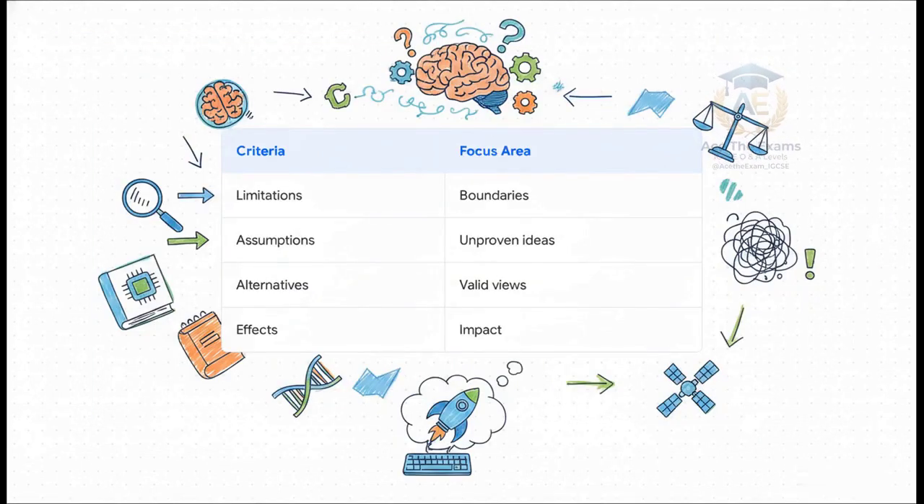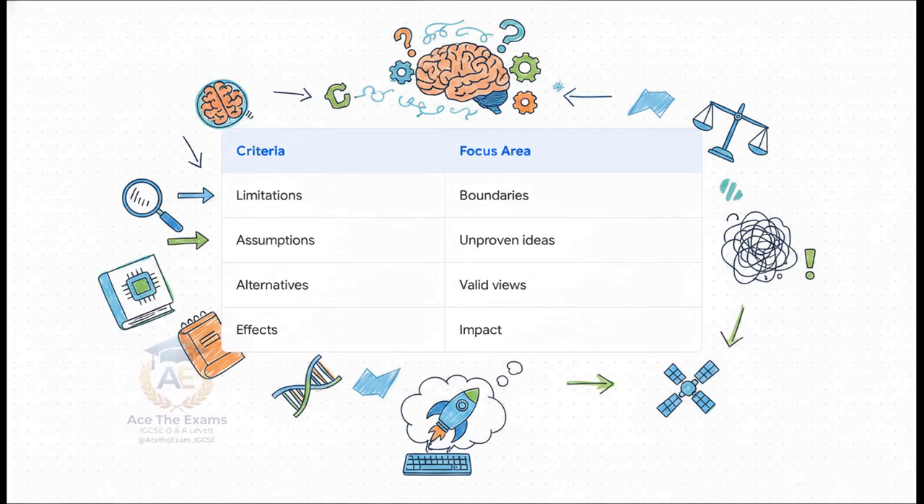So how do you actually execute that evaluative thinking? This table right here is your ultimate elite cheat sheet for evaluating evidence quality. Whenever you are reading a complex article on communications technology or human cloning, I want you to run the text through these 4 criteria. Limitations. Ask yourself, what are the actual boundaries or glaring weaknesses of this data? What aren't they telling us?